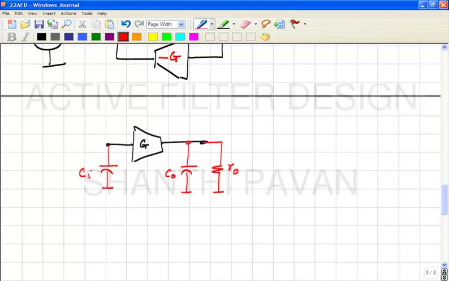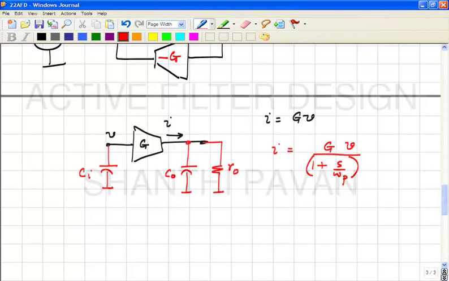In an ideal transconductor, I must be equal to G times V. In a real transconductor, it will turn out that I will be something of the form G divided by 1 plus S by omega P, times V. This is just saying that if I apply a voltage, the current is not instantaneous. It takes some time to build up. That's all that it's saying.